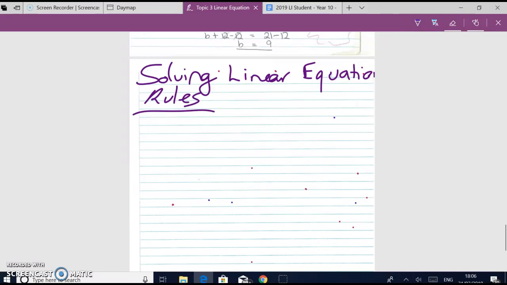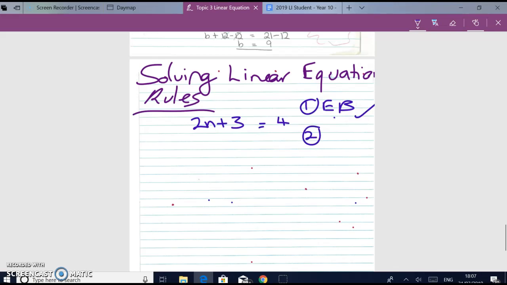Let's do an example. We had 2n plus 3 equaled something before, so let's go do that one. 2n plus 3 equals 4. First thing we have to do, if you look at your rules, is 1, expand brackets. I'm just going to go EB, expand brackets. Now there aren't any brackets, so you're sorted. Second thing you have to do is collect like terms.